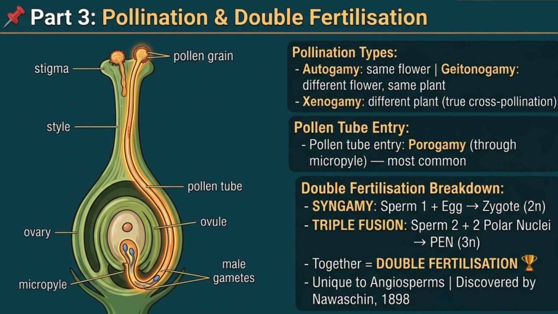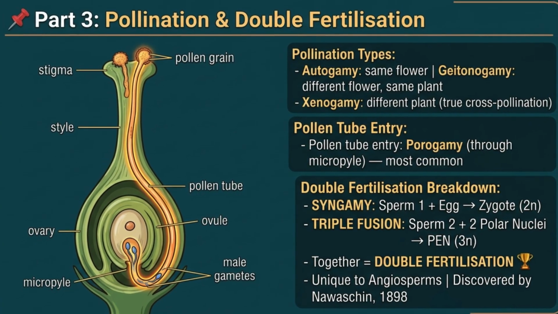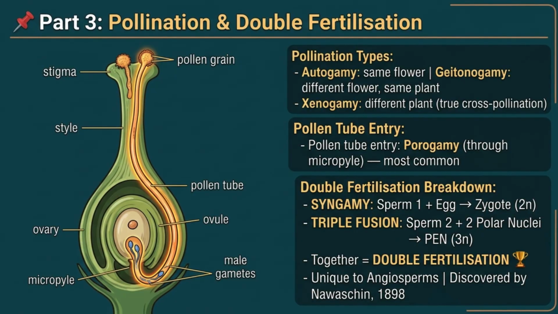Now pollination. Pollination is the transfer of pollen from anther to stigma. 3 types. Autogamy is within the same flower, geitonogamy is between different flowers on the same plant, and xenogamy is between flowers on different plants. This is true cross-pollination and promotes genetic diversity. After pollination, the pollen grain germinates on the stigma. The pollen tube grows down through the style and enters the ovule, usually through the micropyle. This is called porogamy, and it's the most common entry method. Once inside, the pollen tube releases its contents, 2 male gametes.